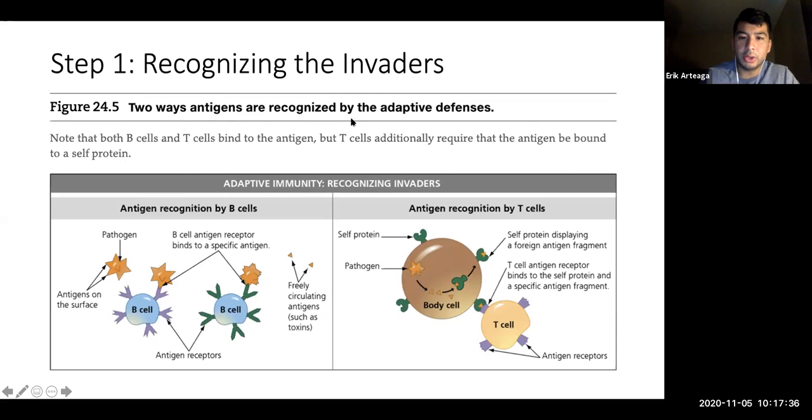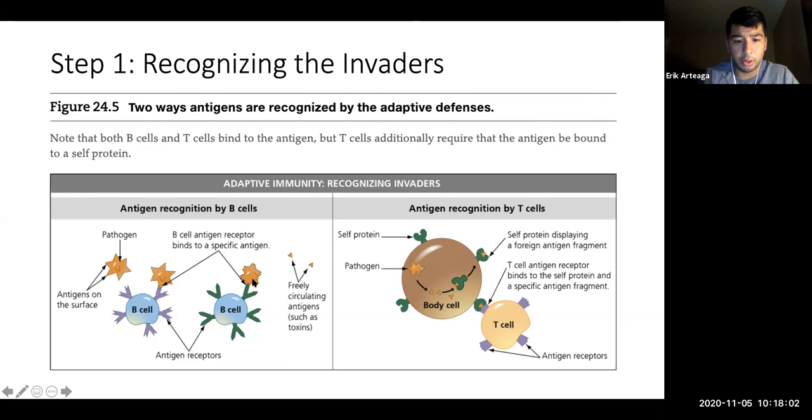So, two ways antigens are recognized by adaptive defenses. Note the B cells and T cells bind to the antigen, but T cells additionally require that the antigen be bound to a self protein. Okay. So what's going on here is antigen recognition by a B cell. So you can have activation of B cells, but you have a much stronger response, okay?